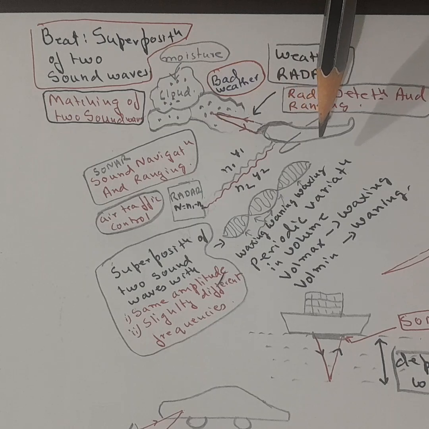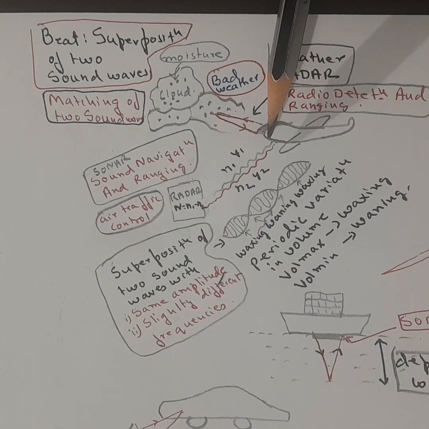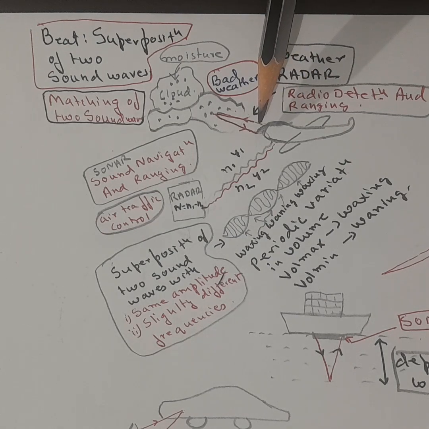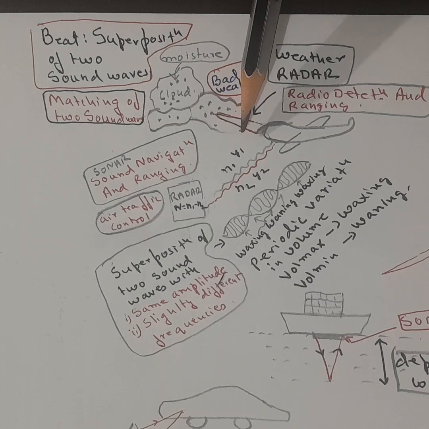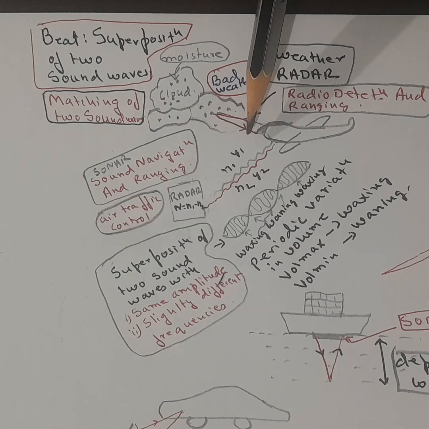Now let's take one example. A plane flying in air. There are lots of clouds around and the weather is really bad. The thing that helps the pilot is radar, weather radar. The wave is sent to the cloud with a particular frequency. There are lots of water droplets. Then the wave returns back, but with a slightly different frequency, though the amplitude of both the waves would be the same.